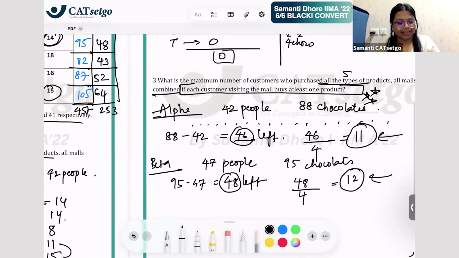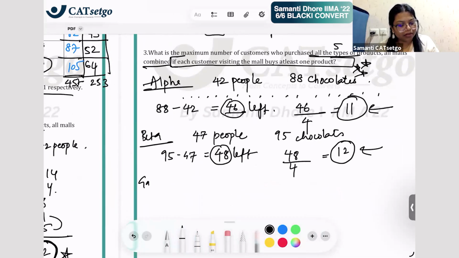What else do I say? Right? Then next is gamma. What is the situation for gamma? Gamma had a total of 39 people. And how many chocolates? 82 chocolates.